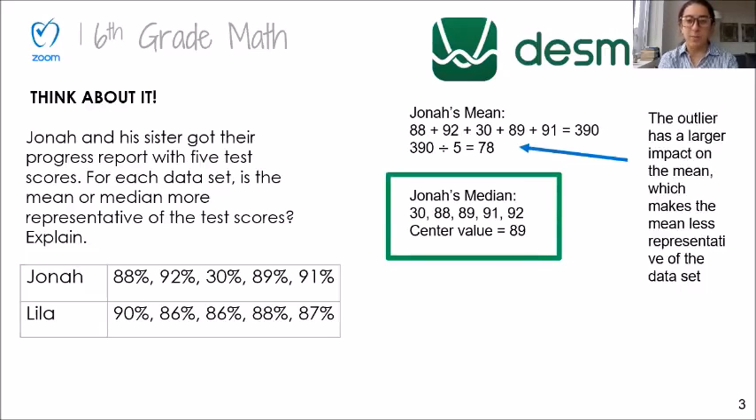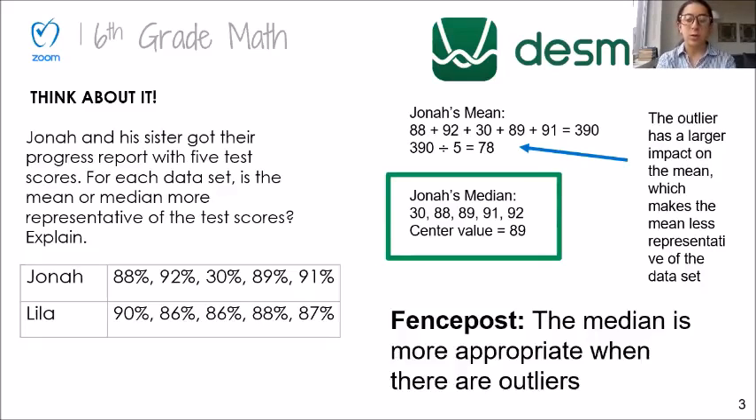And the reason why is because the outlier of 30 has a larger impact on the mean, which makes the mean less representative of the data set. Yes, he did get a 30, but that was just one test. All of his other data points are much closer to 89. So factoring that outlier into the mean actually changes the mean a lot more and makes it less representative of the test scores. So to stamp our first fence post, the median is more appropriate when there are outliers. Because Jonah's data set had an outlier, the median is more appropriate.